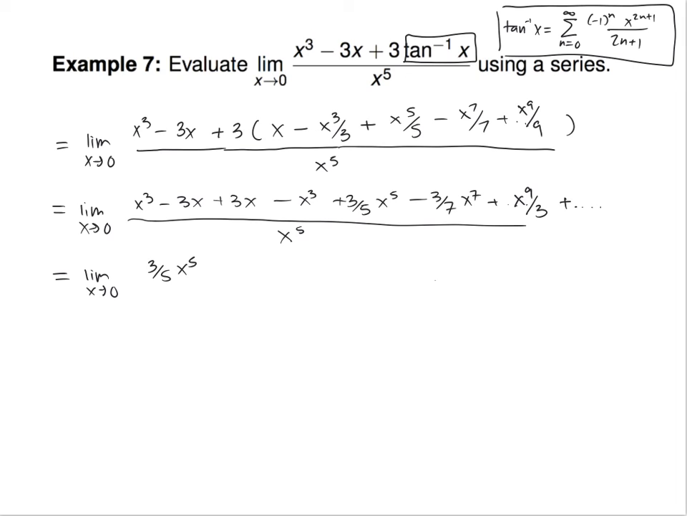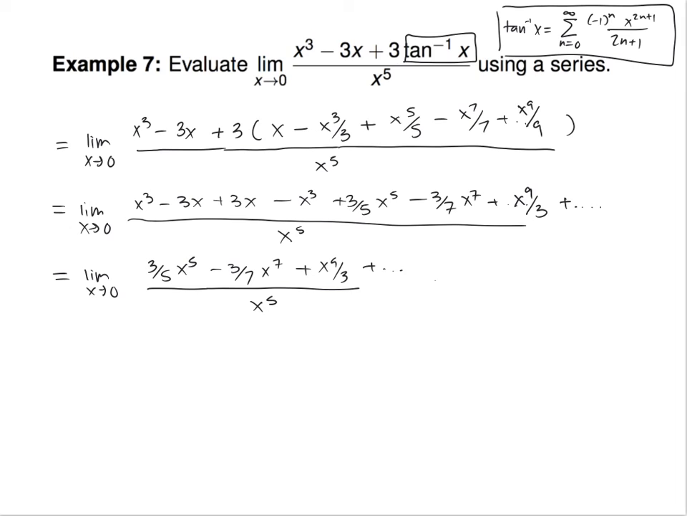3/5 x to the 5th plus x to the 9th over 3 plus things that have bigger powers over x to the 5th. What happened to x to the 7th? Oh, we also have x to the 7th, I'm sorry: minus 3/7 x to the 7th plus x to the 9th over 3 plus stuff with bigger powers over x to the 5th. So why is that helpful?